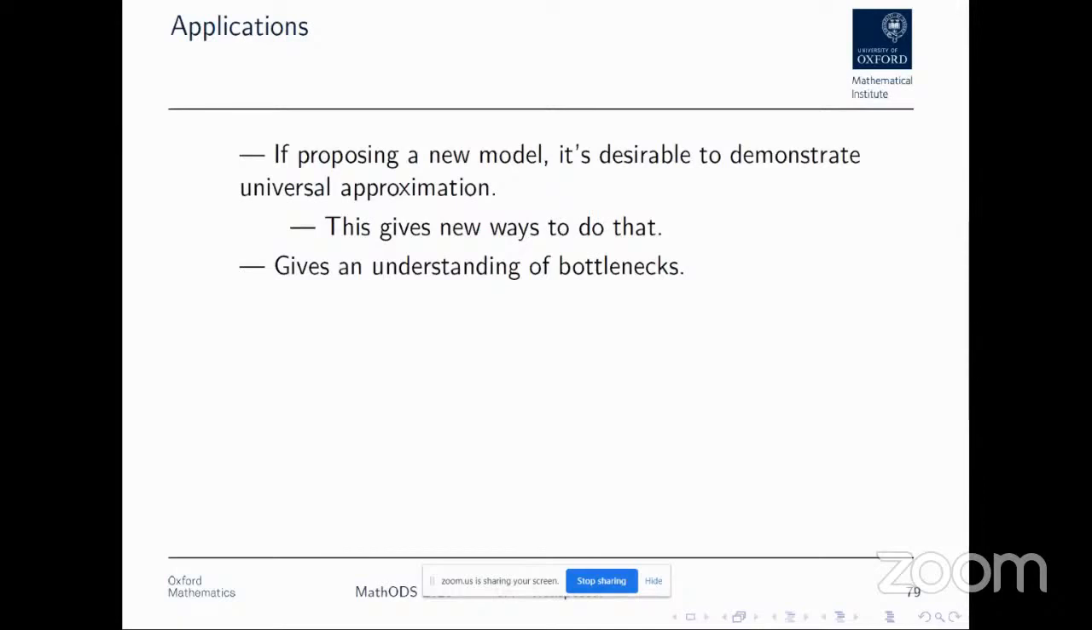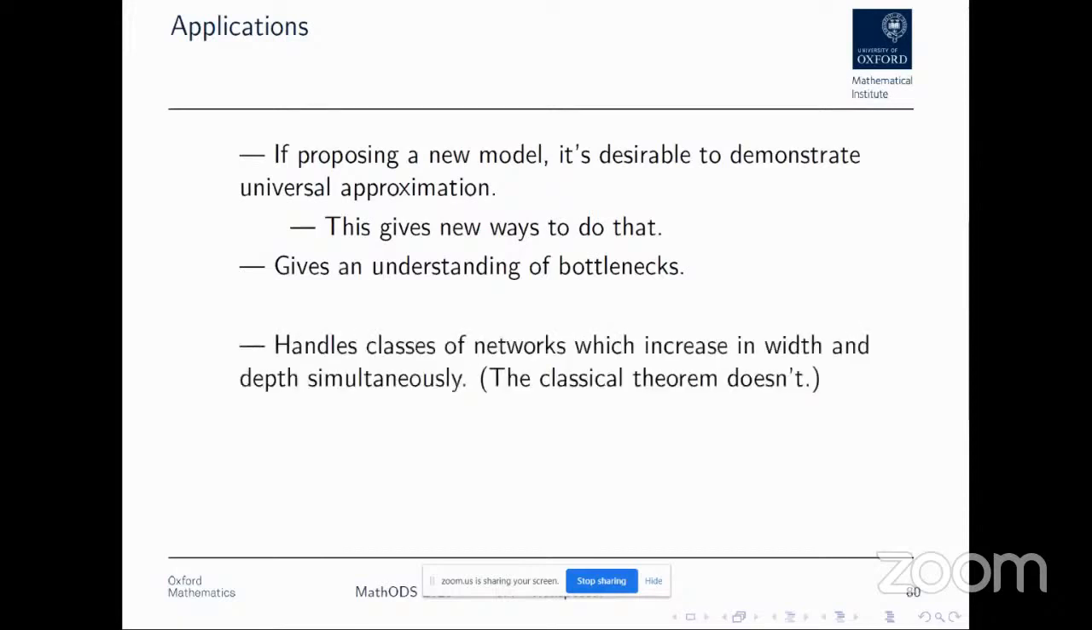And so this is giving some theoretical understanding of what's going on with those. Okay, so those are the slightly more practical end of the applications. The slightly more theoretical end of applications is that we handle much broader classes of neural networks.